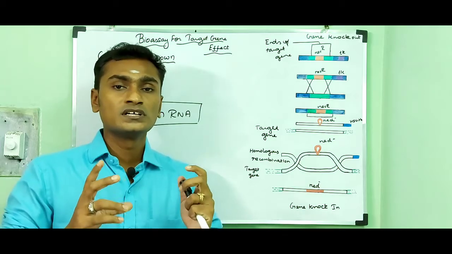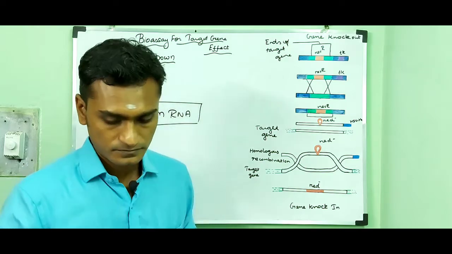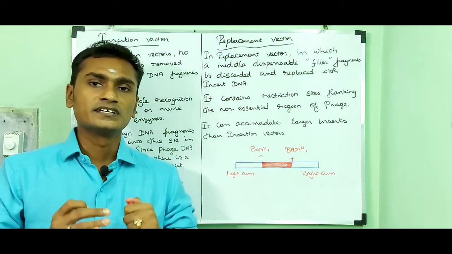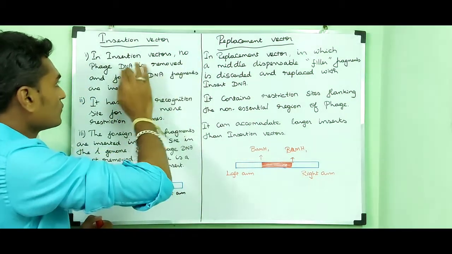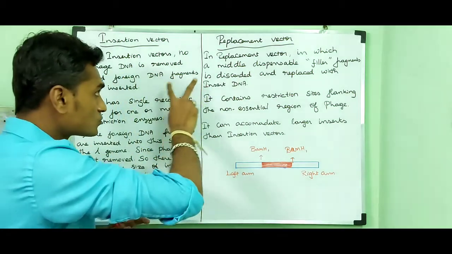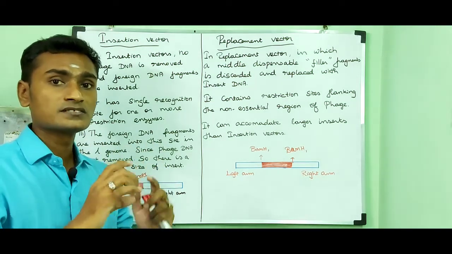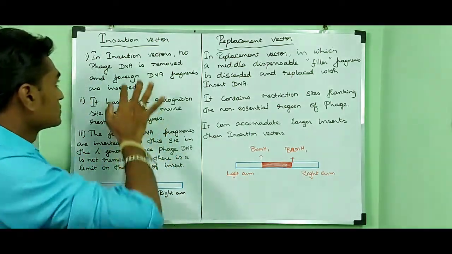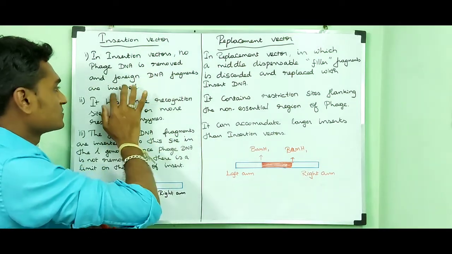Now I am going to tell you about the difference between the replacement vector and the insertion vector. Let me teach you the difference between the insertion vector and the replacement vector. In the insertion vector, no phage DNA is removed and foreign DNA fragments are inserted. Actually, these two vectors are derived from lambda phage. Lambda phage is a virus which can infect bacteria. So these two vectors are derived from lambda phage.